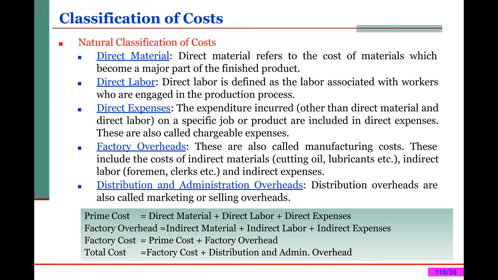Natural classification of costs. Direct material. Direct material refers to the cost of materials which become a major part of the finished product. Direct labor. Direct labor is defined as the labor associated with workers who are engaged in the production process.